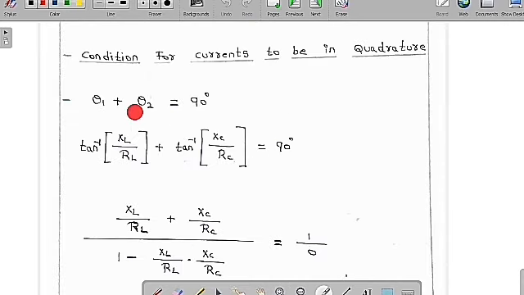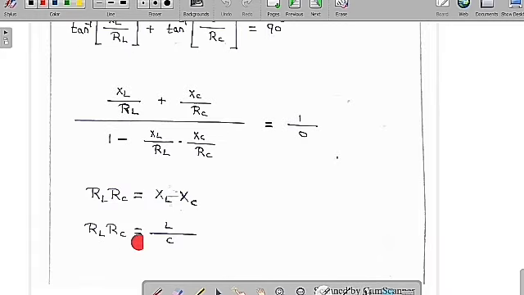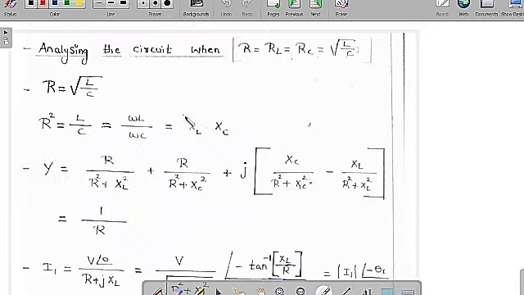The second case we have learned is the condition for the currents to be 90 degrees apart. The condition is when RL into RC is equal to L by C, then we can say that the currents are orthogonal, or perpendicular, to each other. We don't know about the magnitude values, only that they are orthogonal. But in this case the circuit is at resonance and the magnitudes of the currents are not equal, but they are in quadrature to each other. All these things we have learned from this concept.